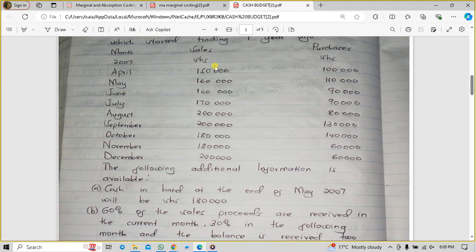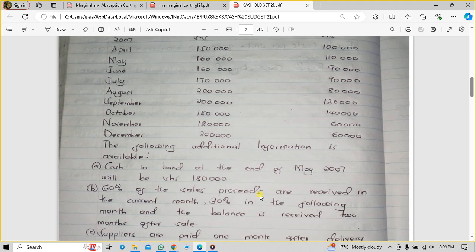So that means that 40% will not be received in that month. We are told 60% of the sales proceeds are received in the current month, 30% in the following month. The balance is received in 2 months after sales. So the balance is 60 plus 30, 90. So the balance is 10%.